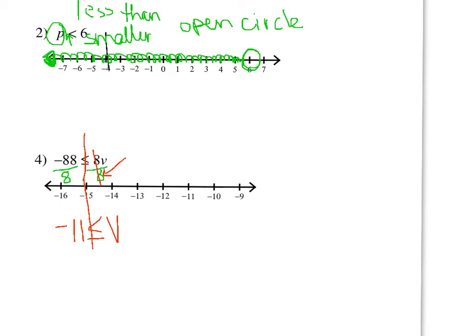Now, this problem is written backwards, so we have to read it backwards. I know that I'm going to want a solid circle because of the line underneath, so I want a solid circle on the negative 11. So there's my 11, color it in, solid circle. And watch me read it backwards: I want the v's that are bigger. Do you see how that's the big side of the arrow? So the v's, or the numbers, that are bigger than negative 11.